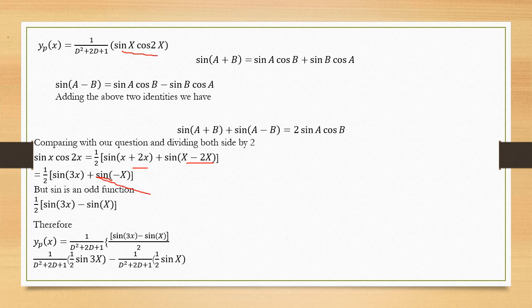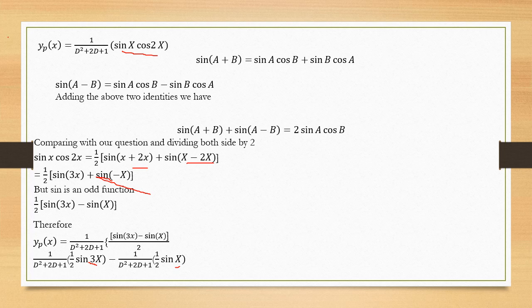Now, if 1 over D squared plus 2D plus 1 is applied to the function inside the bracket, then I have 1 over D squared plus 2D plus 1 into a half sine 3x minus 1 over D squared plus 2D plus 1 a half sine x. Look, here we have the D squared. Now, when you have the trigonometric, this one will be our alpha, and our alpha here is 3, and our alpha here is 1.